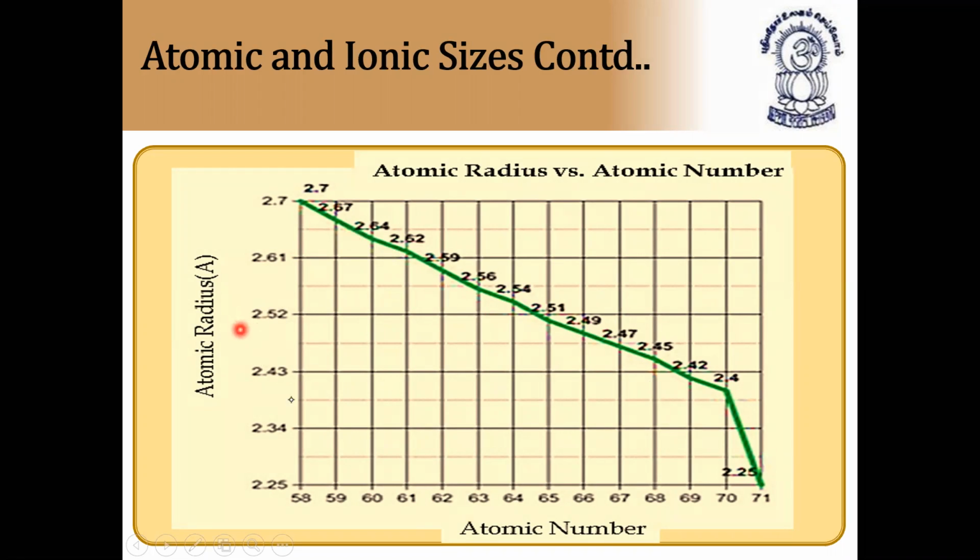So that is called atomic radius versus atomic number. As the atomic number increases 58, 59, 60, 61, 62, the atomic radius decreases, that is 2.7, 2.67, 2.64, 2.62, 2.59, and the maximum it is up to 2.25. And this is called atomic radius versus atomic number for lanthanides, that is the 4f series.